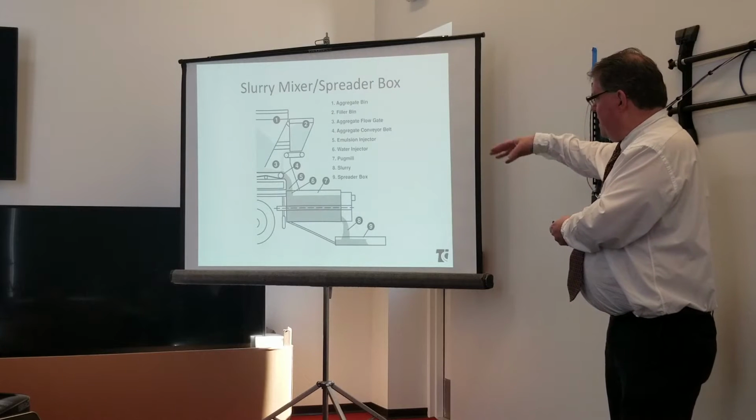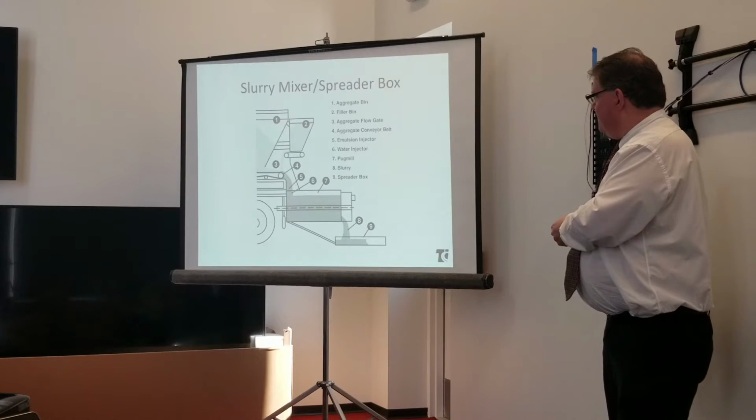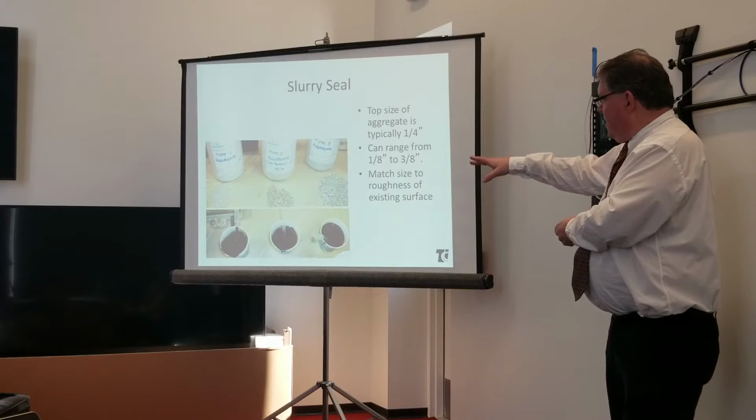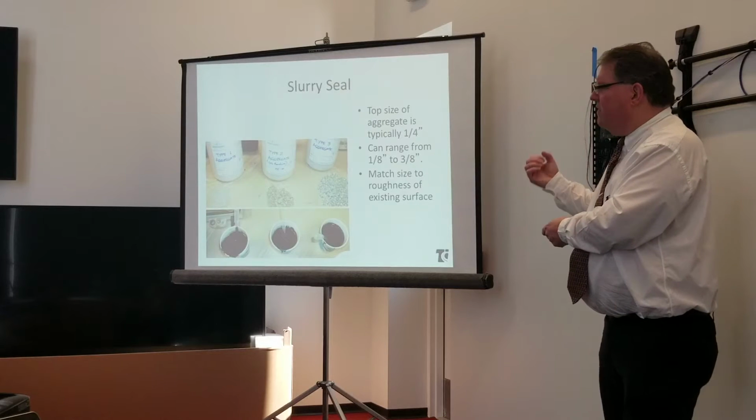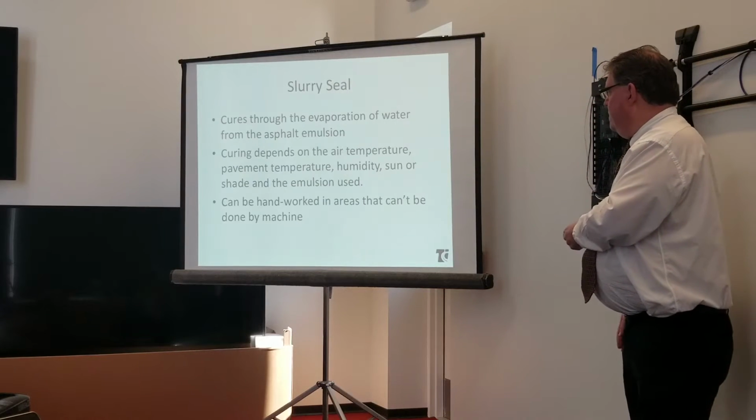So we're mixing all these products together. We're putting them in a spreader box in the back of the truck. That's what the aggregates look like. That's what the asphalt emulsion looks like. You can vary the size a little bit, basically to match the roughness of the surface texture.